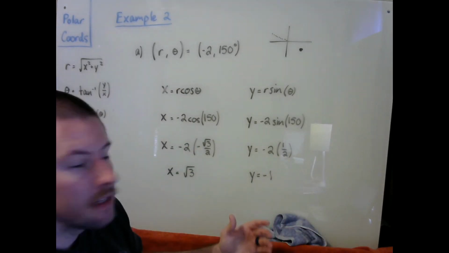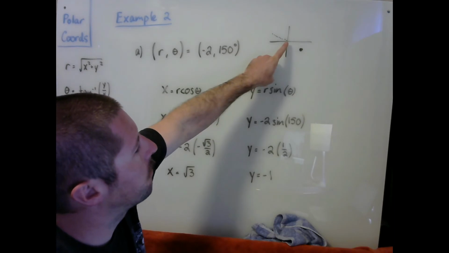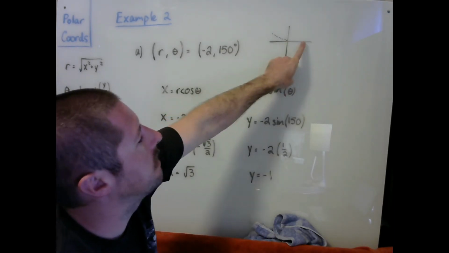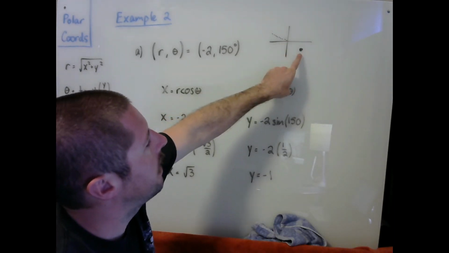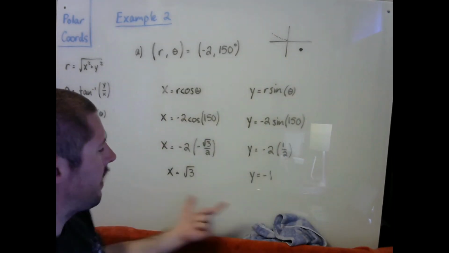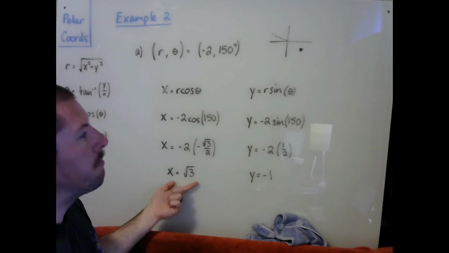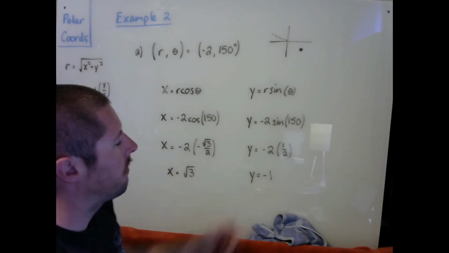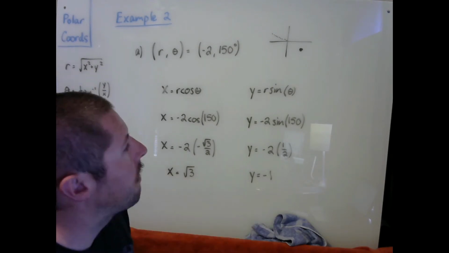Does this make sense to me? Well, what I'm seeing over here is the point that I thought we should be getting had a positive x, had a negative y, and it looks like x was bigger than y. And we see all that down here. Positive x, negative y, square root of 3 is bigger than 1. So I do have more x stuff than y stuff. So I do feel pretty good about this right here.